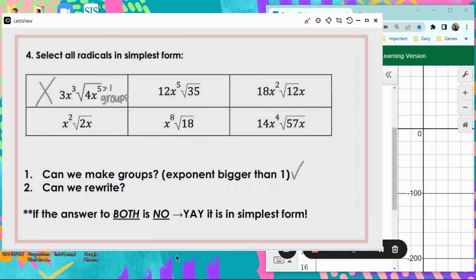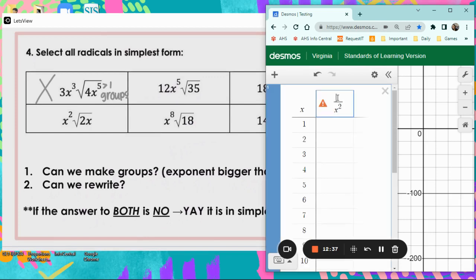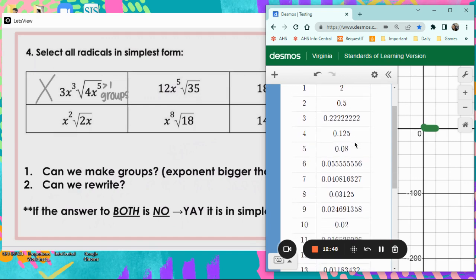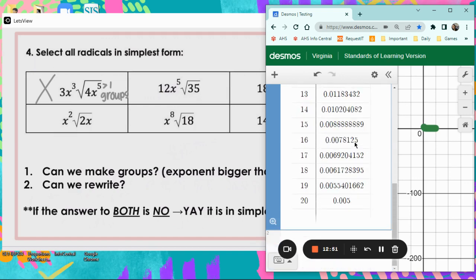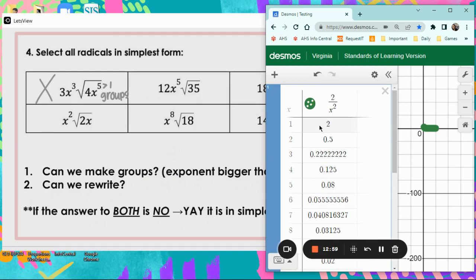The next thing we want to know is, can we rewrite? So let's look right here at the 2x. So go to your Desmos. Remember, don't delete your table. Just keep clearing out the top part. We're going to put in 2. I cannot rewrite the 2. Everything has a gross decimal except for this first one, which would keep 2 on the inside. Okay, so I cannot rewrite it. I cannot make groups, so it is simplified.